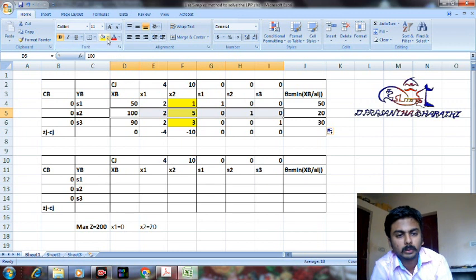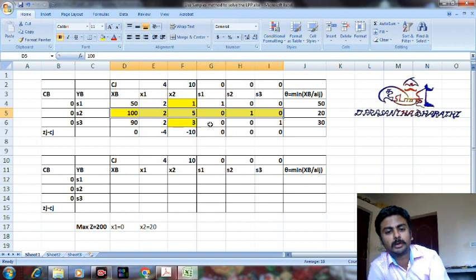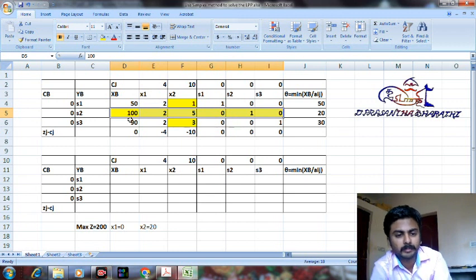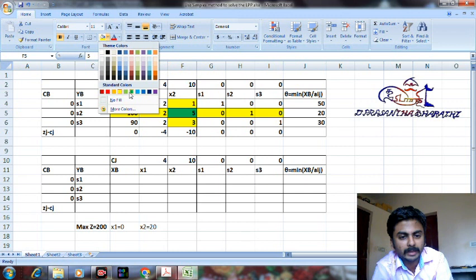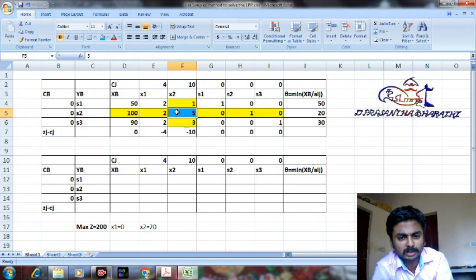This S2 row is our pivot row. The intersection of the pivot row and pivot column is called the pivot element. So 5 is the pivot element here. We want to make this pivot element 1, and we want to make the elements above and below this pivot element 0. So we are doing some calculations here.